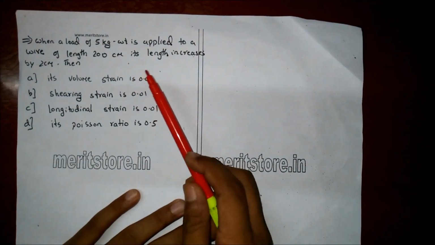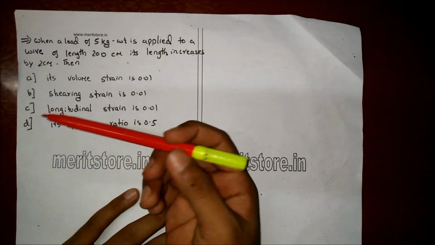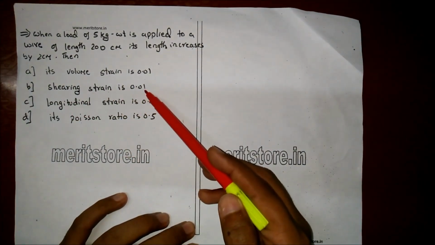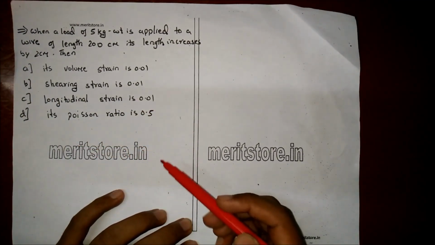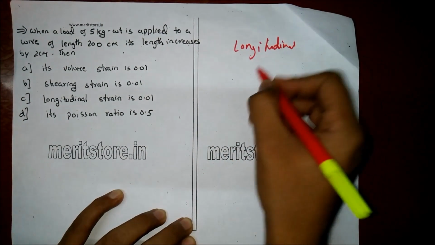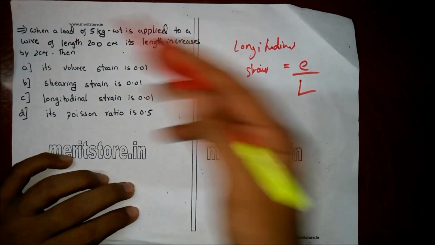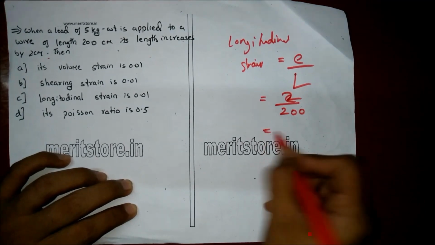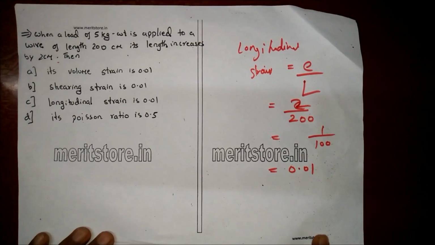When a load of 5 kg weight is applied to a wire of length 200 centimeter, its length increases by 2 centimeter. Then A. Its volume strain is 0.01. B. Shearing strain is 0.01. C. Longitudinal strain is 0.01. D. Its Poisson's ratio is 0.5. Now we all know that longitudinal strain is equal to elongation upon L. So we know the elongation, which is 2 centimeter, and L as 200, so 2 upon 200 will be 1 upon 100, which is 0.01. Therefore here the longitudinal strain is 0.01, which is option C.